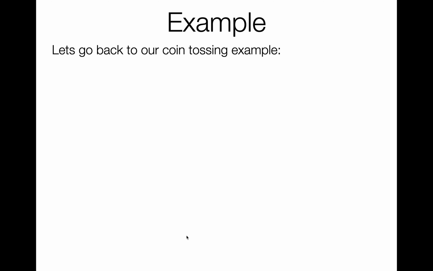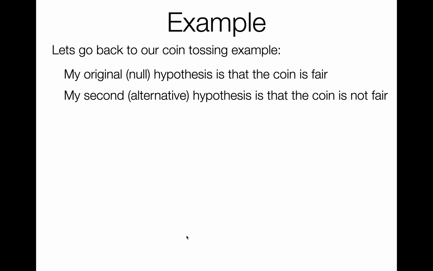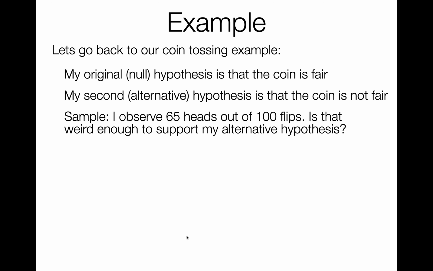So a quick example, and then we'll finish this video and come back to more in the next one. If we go back to our coin tossing example, my original hypothesis, and I'm going to call that the null hypothesis, is that the coin is fair. My second hypothesis, which I'm going to call the alternative hypothesis, is that the coin is not fair.